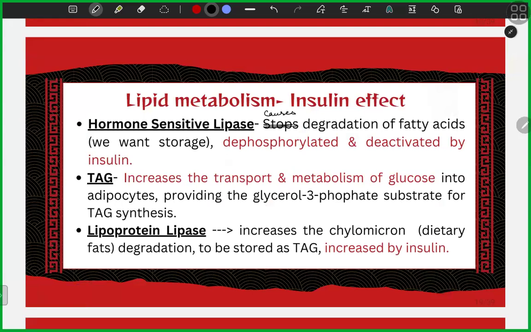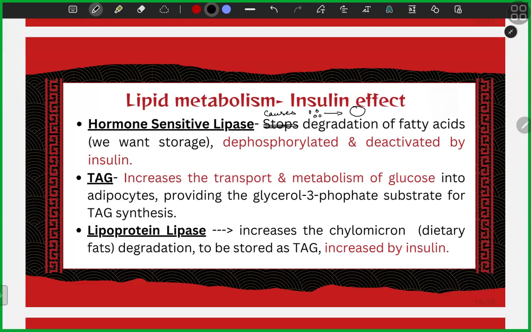Okay. So hormone sensitive lipase causes the degradation of fatty acids. Again, as I said, you have these little particles, and these little particles need to come together, right? Because it's easier to store that way. That's what insulin does. So hormone sensitive lipase causes the degradation of fatty acids because we want storage, right? That's why insulin doesn't like hormone sensitive lipase. That's why it dephosphorylates it and deactivates it.